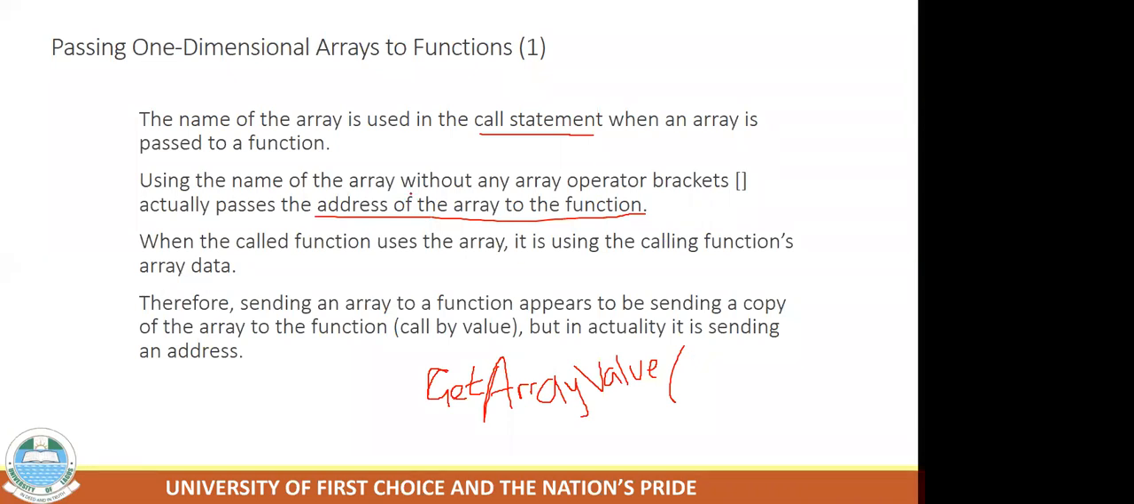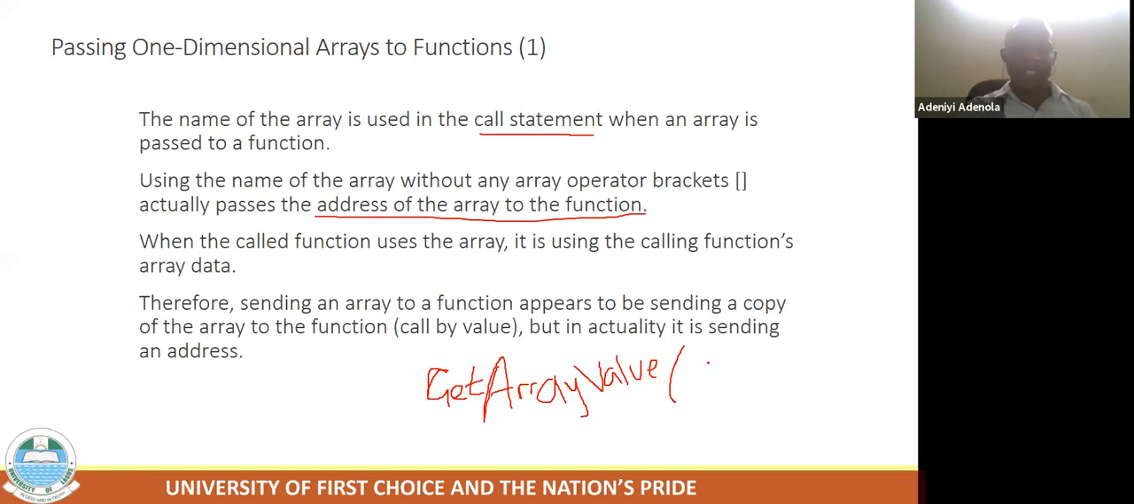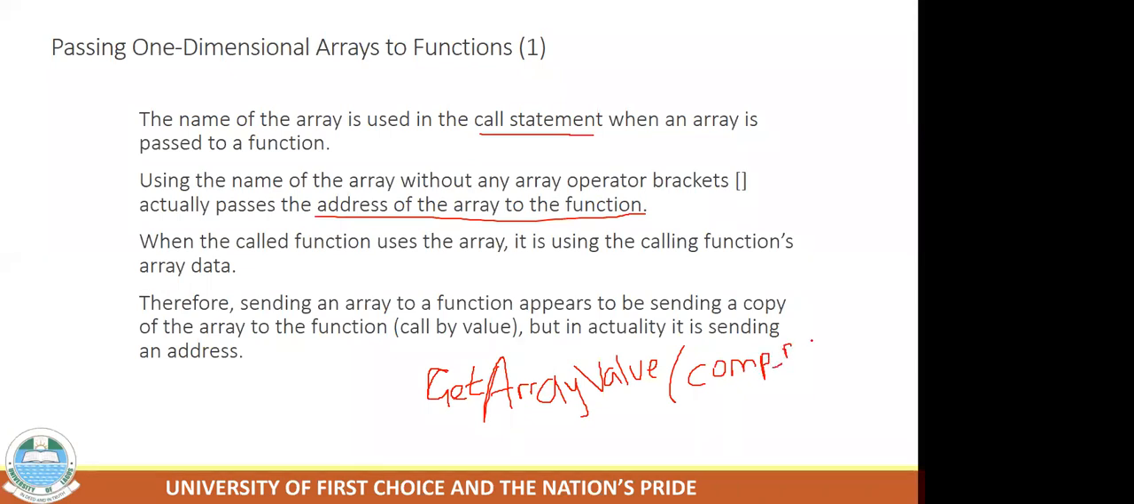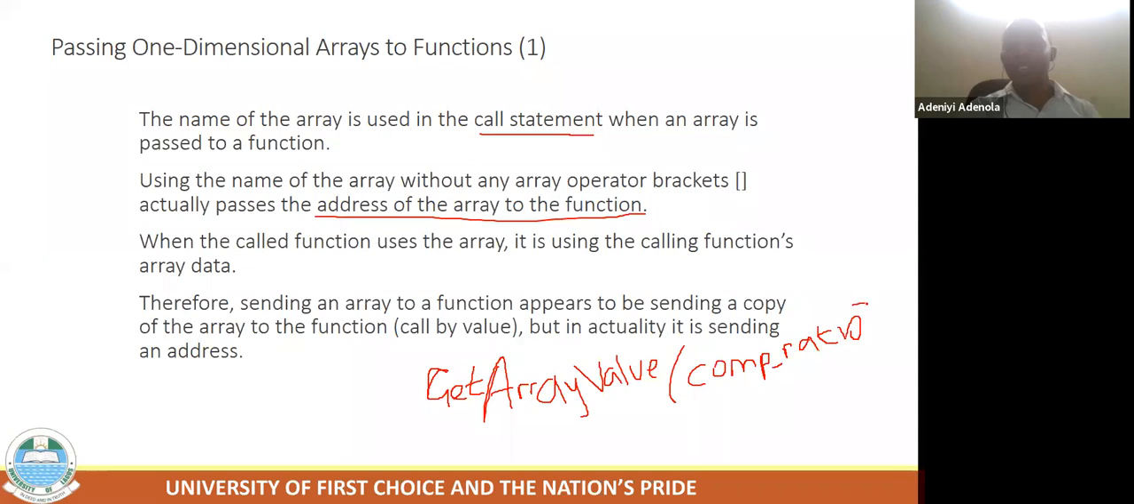So when we pass the array name to it, let's say comp ratio, what we're actually doing is passing an address, the address of the 0th element, to this function. Remember, whenever you just display the array name, what you're going to be seeing is what?